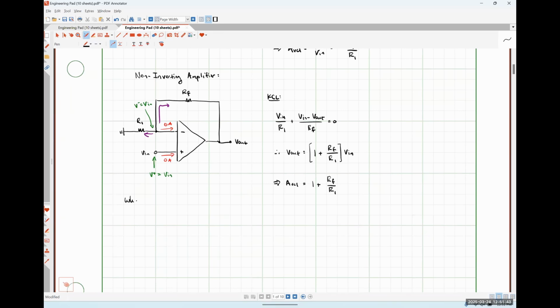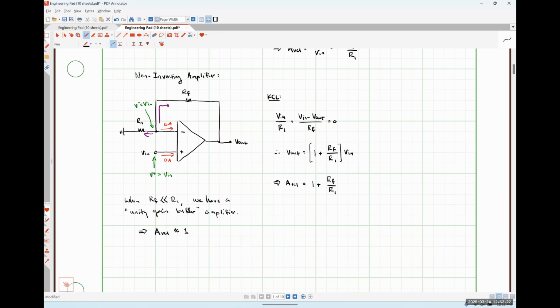So when RF is much, much smaller than R1, we have a unity gain buffer amplifier, okay, where our closed loop voltage gain is going to be approximately equal to 1. That's what unity gain means, is a closed loop voltage gain of 1, okay?